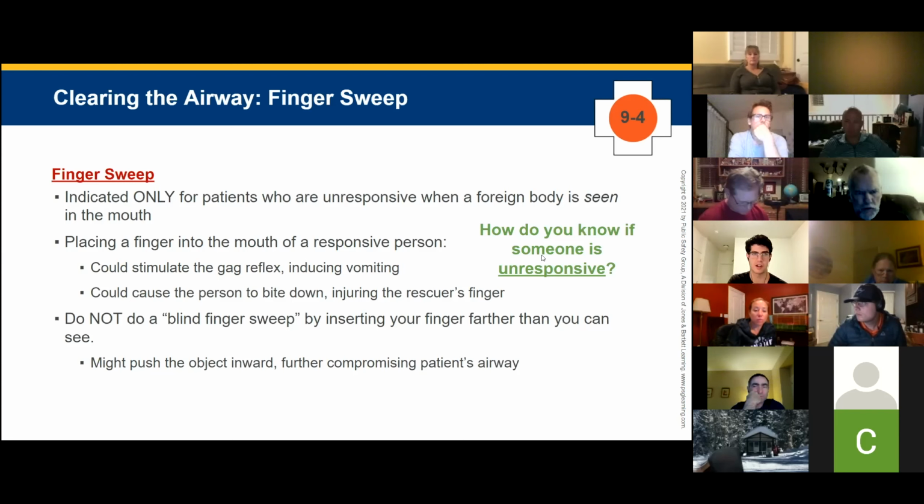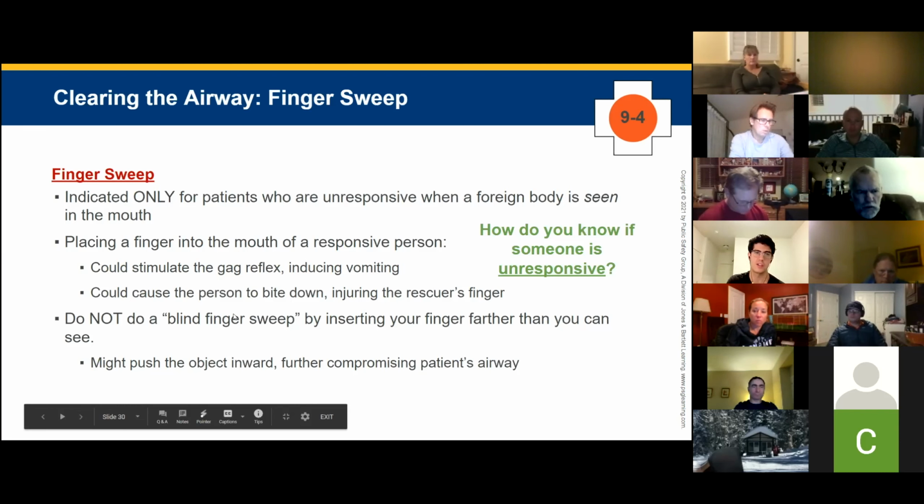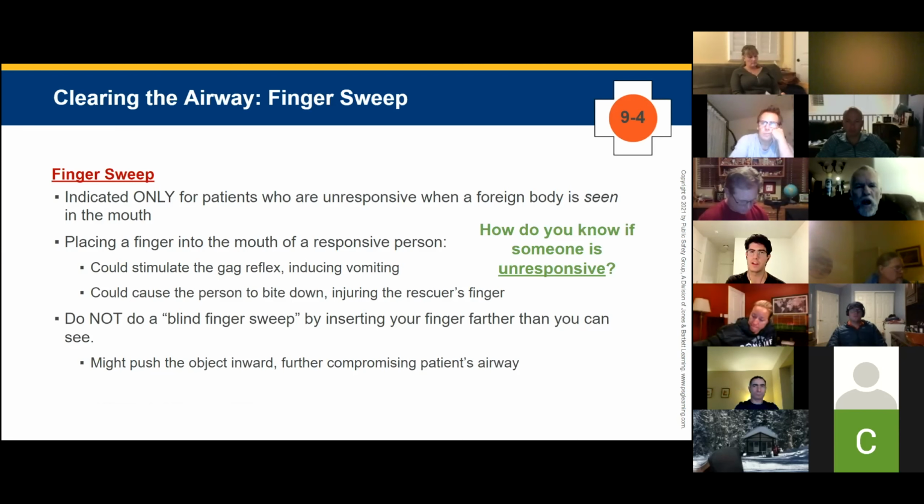So even if you do AVPU, squeeze them for pain and see if they react, even if they don't, go with a little bit of caution. And they say here, do not do a blind finger sweep by inserting your finger farther than you can see. Again, this is not for hunches, like, oh, I think there might be something down there. You're not going for stuff you cannot see.